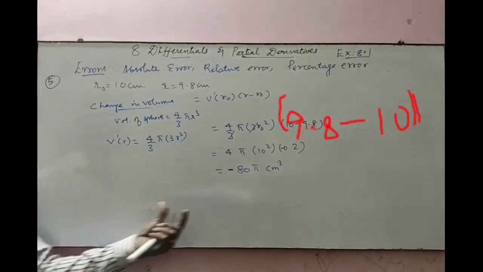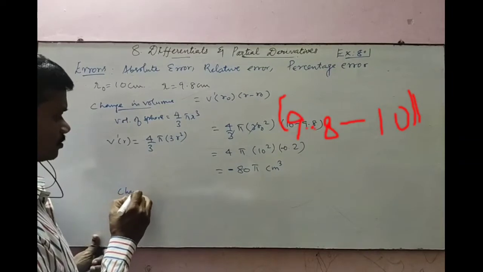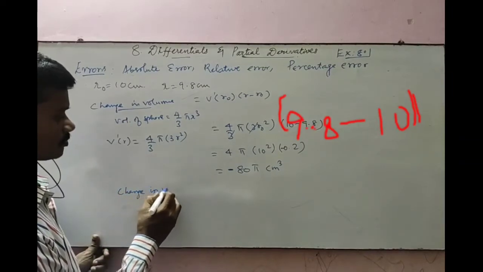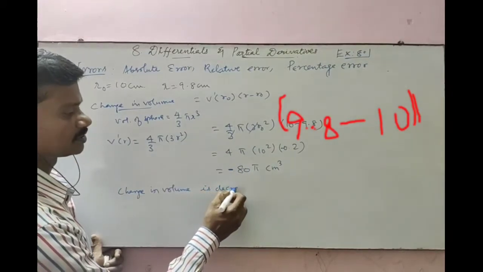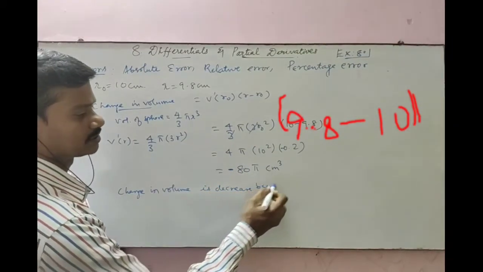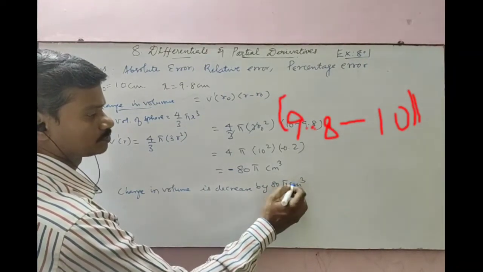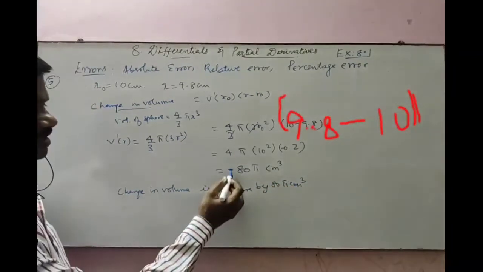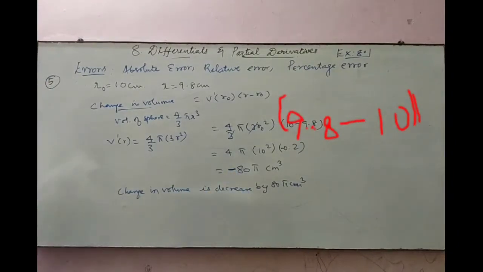So the change in volume is decreasing since it is minus. So the change in volume is decreased by 80 pi centimeter cube. Since it is minus, you have to use the word decrease. So this is the change in volume.